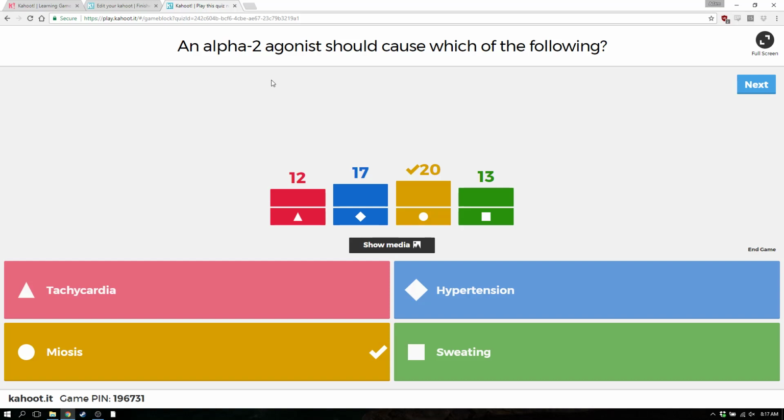You see decreased alpha 1 activity, right? Because there's less norepinephrine being released to activate those alpha 1. So you should see, if anything, hypotension, which is why we can use these kind of drugs as an antihypertensive. You shouldn't see sweating necessarily, because again, you wouldn't have any kind of activation, especially of the muscarinic receptors or anything. But why would you see miosis?